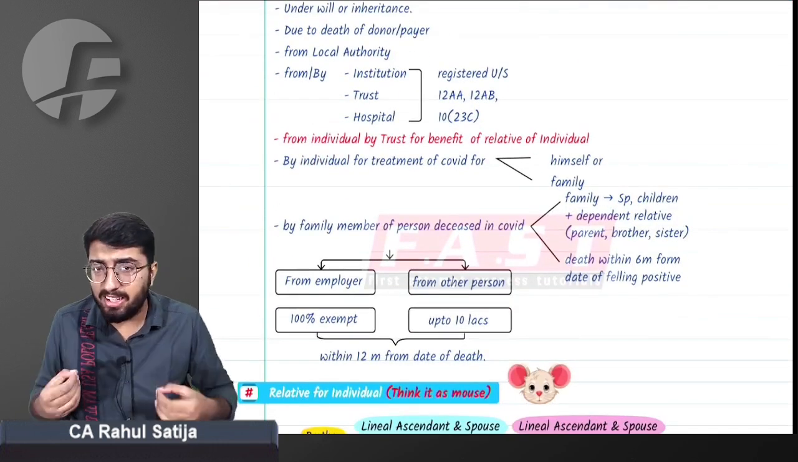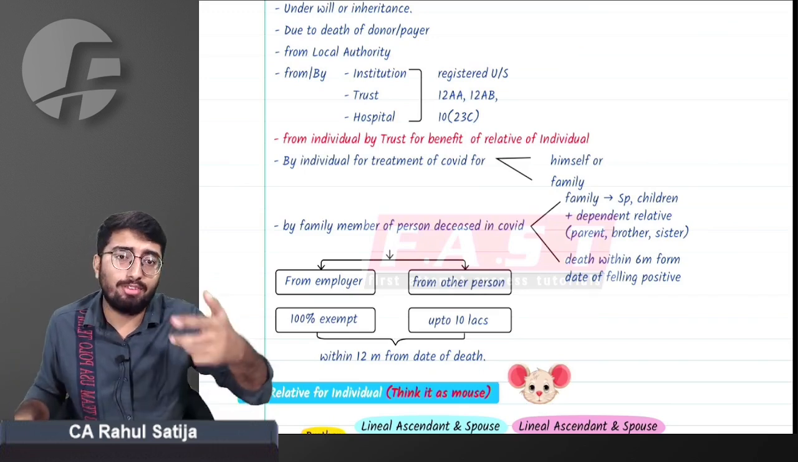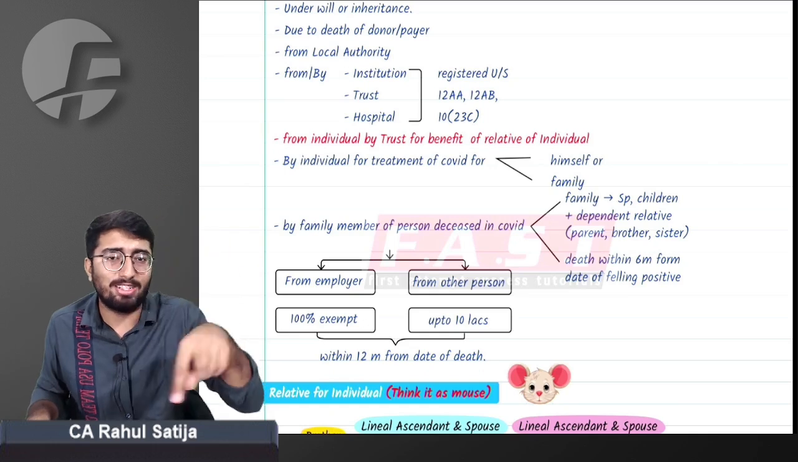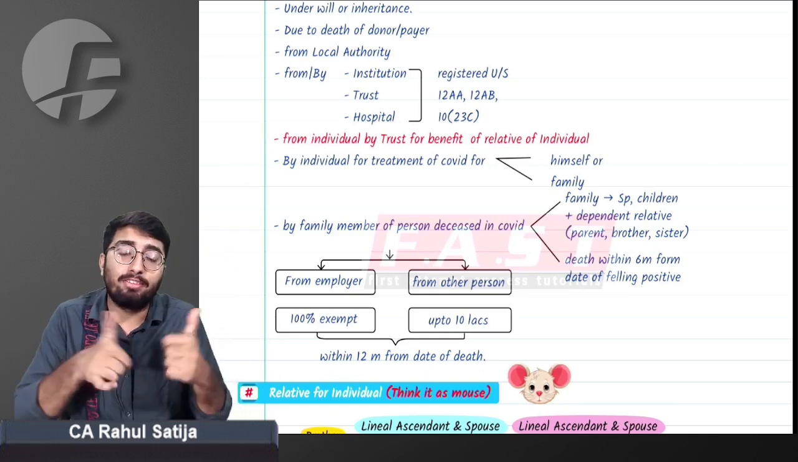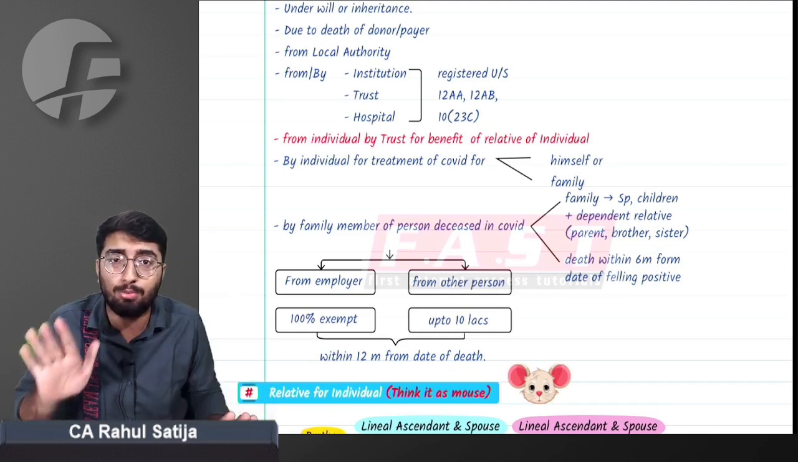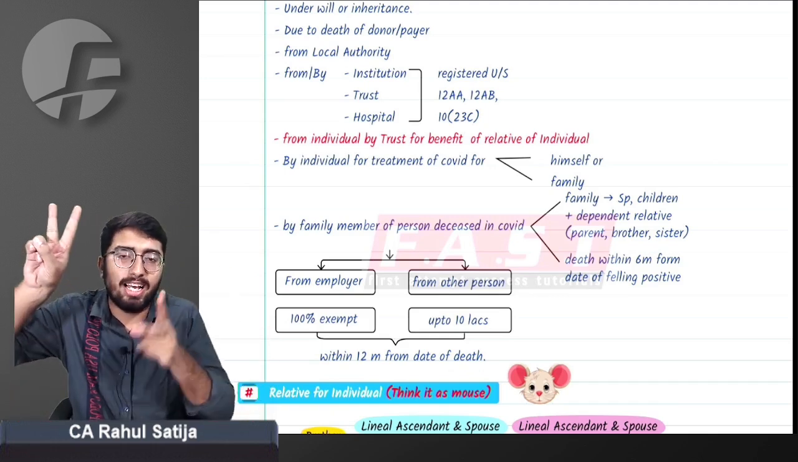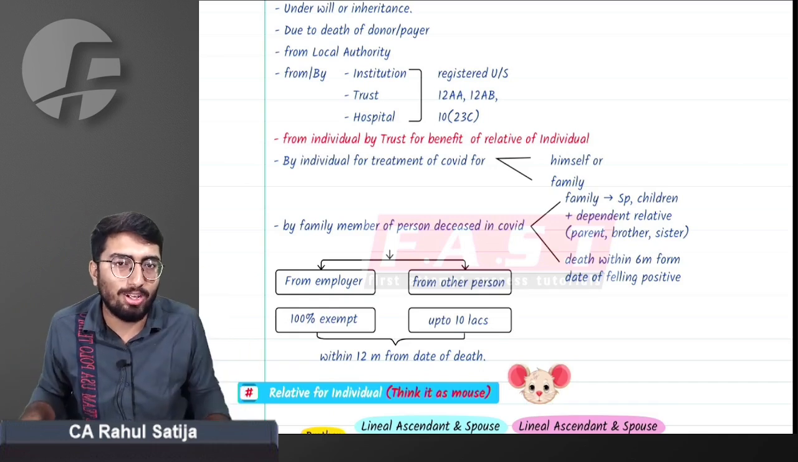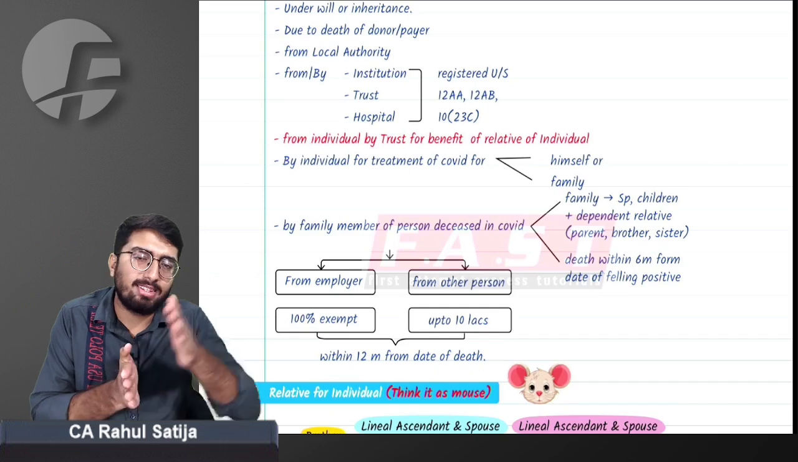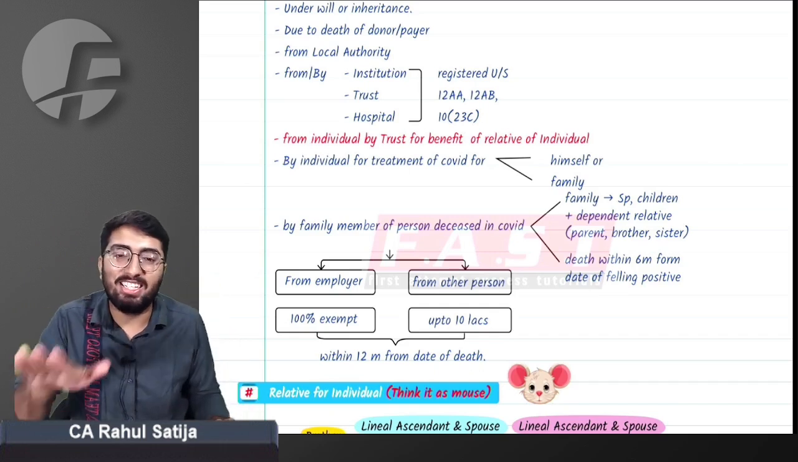Any money received for the COVID-19 treatment for yourself or for your family will be exempt, or any money received by the family members of the deceased person died in the COVID-19 will be exempt. But if received from employer will be 100% exempt, but received from any other person will be exempt up to 10 lakh rupees. Two conditions: death must have occurred within 6 months from the date of being COVID-19 positive, and ex gratia must have been received within 12 months from the date of death.